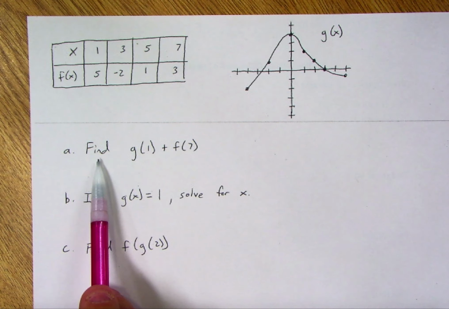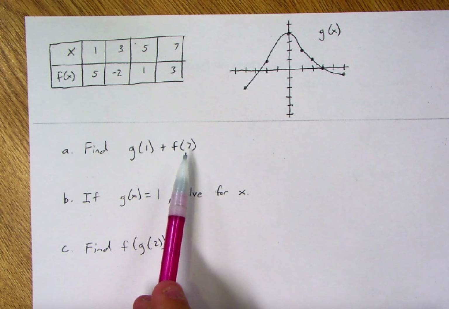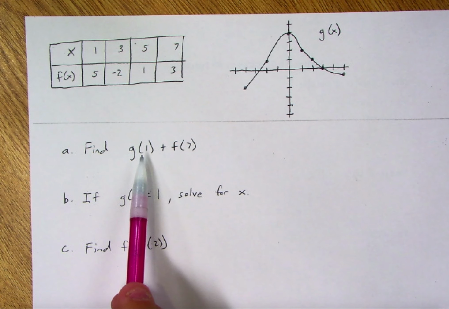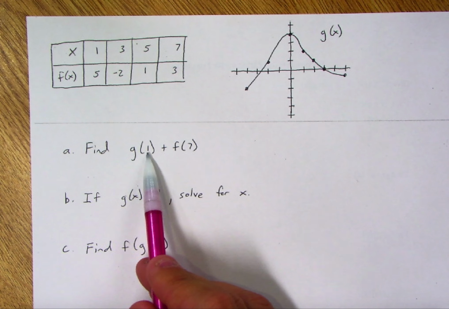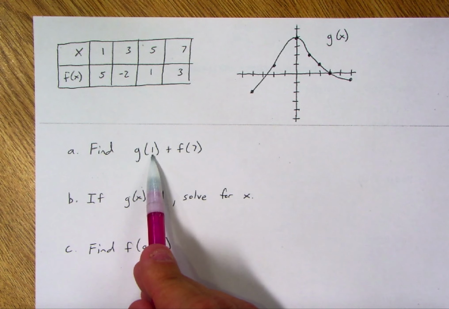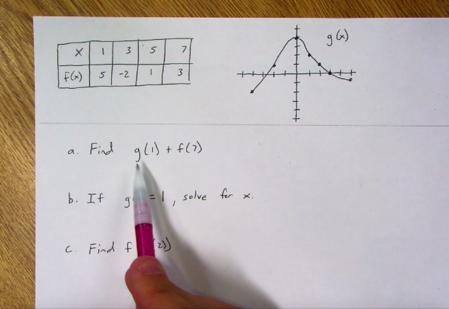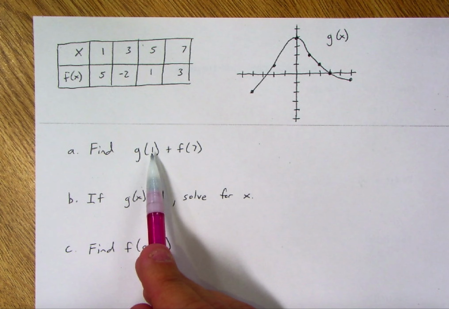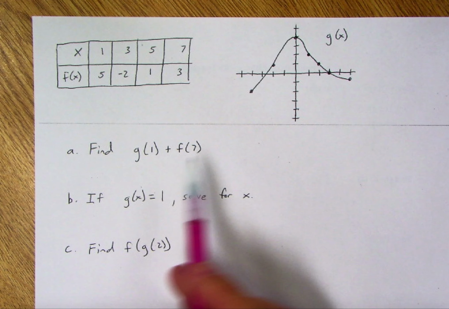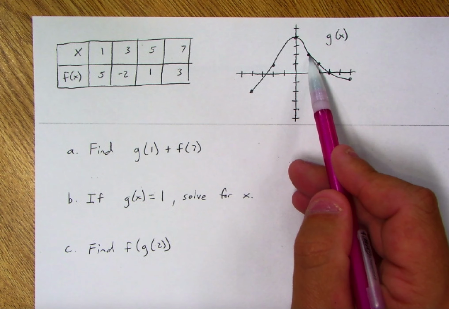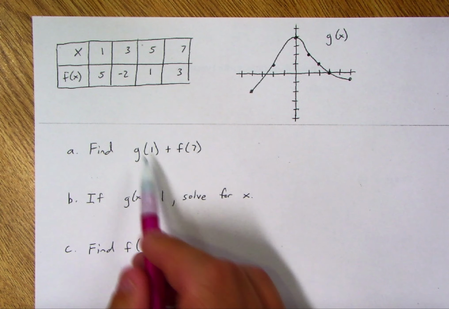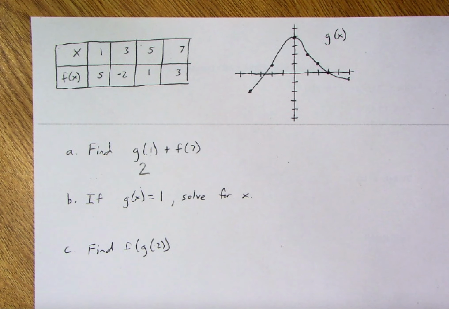So part A says find g of 1 plus f of 7. So what this means, g of 1, well, this means I go on the g graph right here, and this is just saying when x is 1, what's the y value? That's all this is asking for. When x is 1, what's the output? So I go on the g graph, and when x is 1, my y value is 2. That means that g of 1 is 2. It's the y value when x is 1.